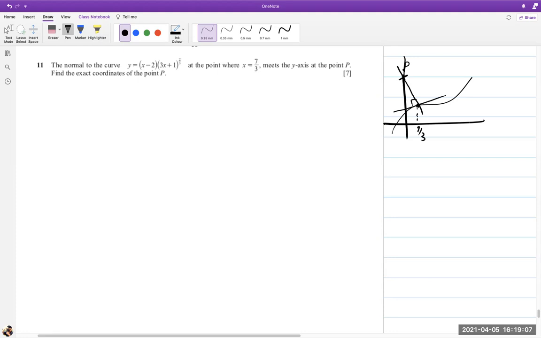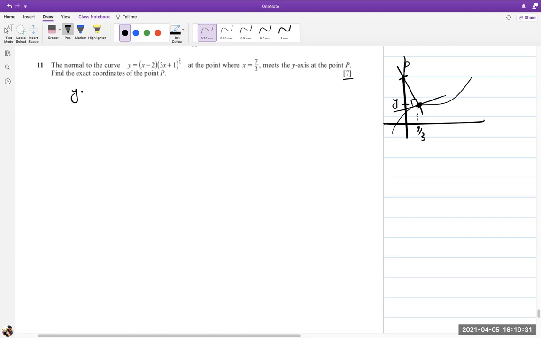So we first have to figure out what that normal is, find out its equation, and using that we can figure out the point P, and then we will put x equal to 0 to figure out the y value. You see, this is a 7-mark question, so it's important to plan it ahead. So how will we do it? We'll start with this point. The first thing I would like to find out is the value of y here.